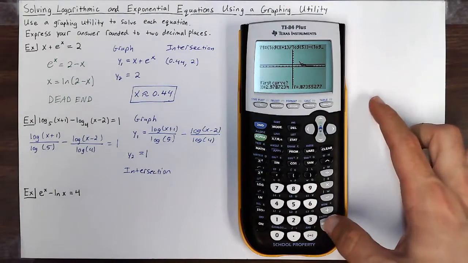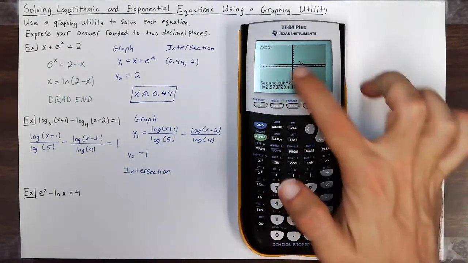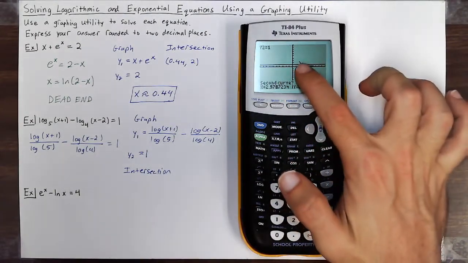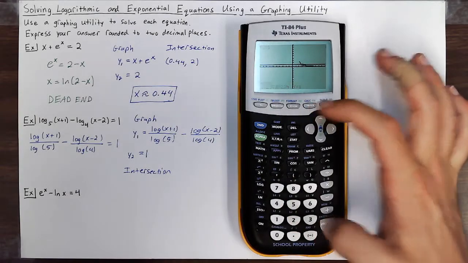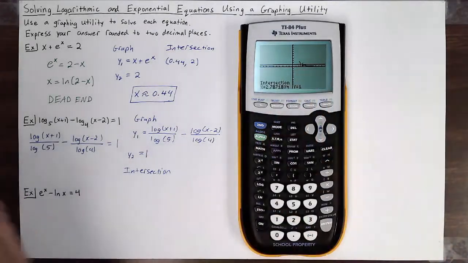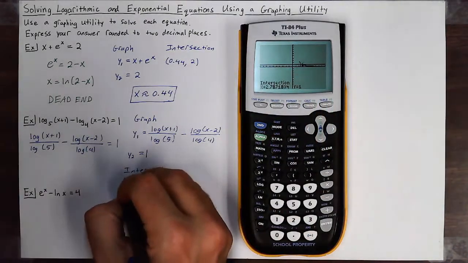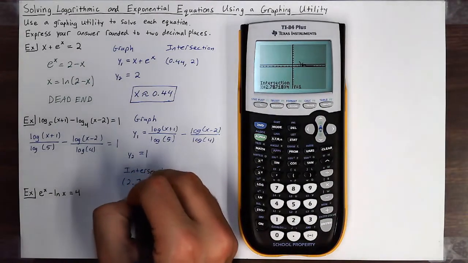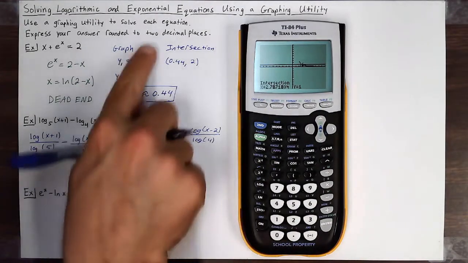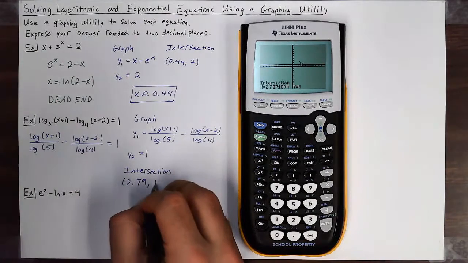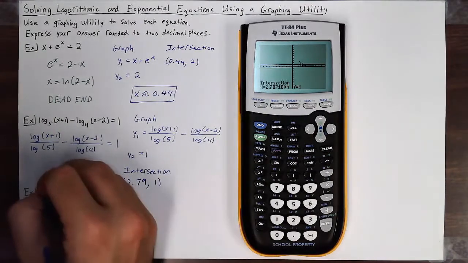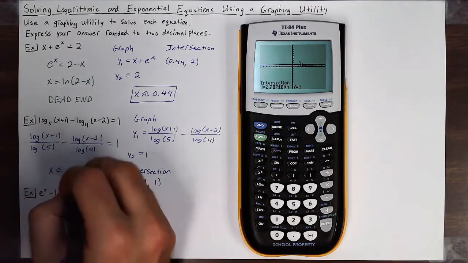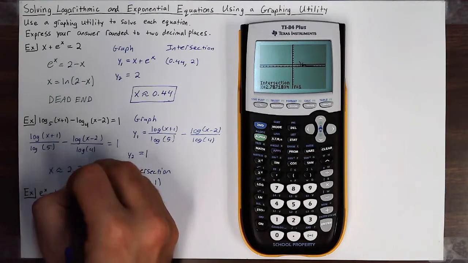So I'll hit enter near the first intersection points. Then the second curve's on that 1. The intersection point's about right there. I'll hit enter one more time, and it'll guess that my intersection point is 2.79 when rounded to 2 decimal places, comma 1. So my solution would be x is approximately 2.79.